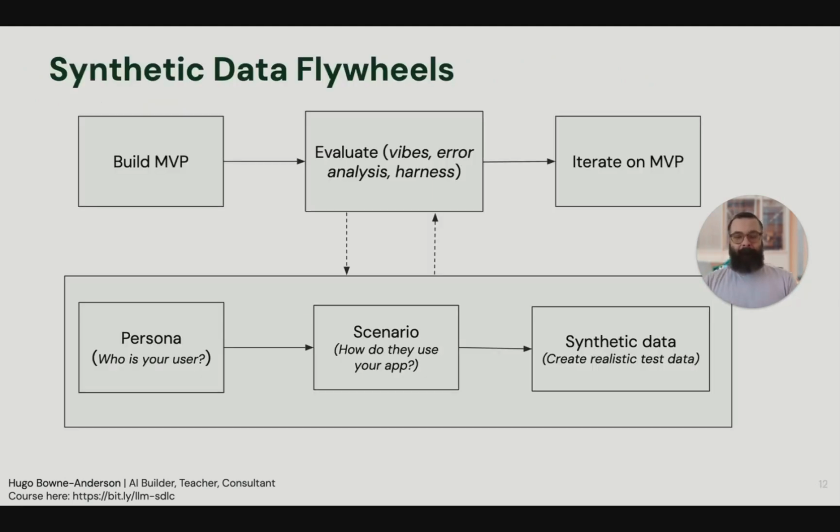To start, you want to build your MVP, whatever that may be, right? And then you want to do some sort of evaluation, maybe first by vibes, where you're just looking at it and seeing what's up. And maybe you see certain types of questions, for example, just aren't answered correctly, and you iterate on the prompt there, okay? But then maybe you do some error analysis, which we're about to get to, and build a harness, and then that will allow you to iterate on the MVP.